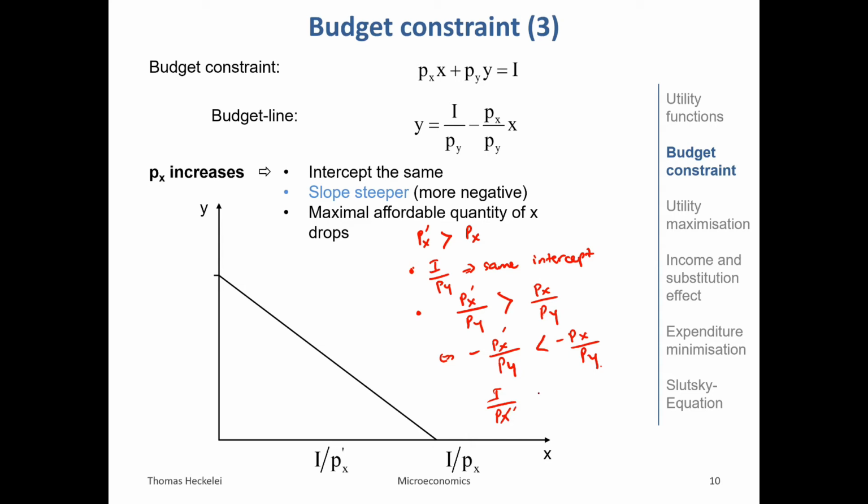Px prime is smaller than I over px, right? So that is the reason why the maximum quantity of x that we could consume without any money on y is smaller now. So consequently, the new budget line will look like this.